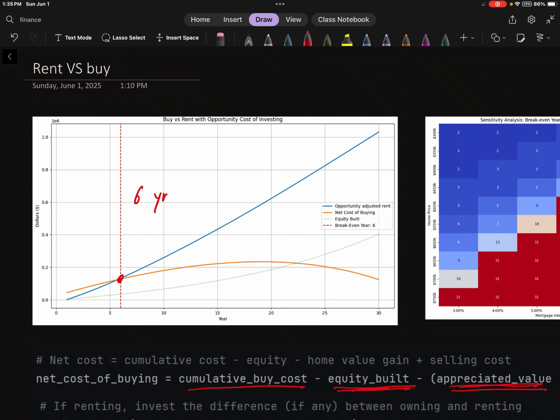This is relatively favoring buying, because I have assumed only 1% of the housing price for maintenance. This is not taken into consideration: if you put down less than 20%, you need to pay mortgage insurance, and home insurance.